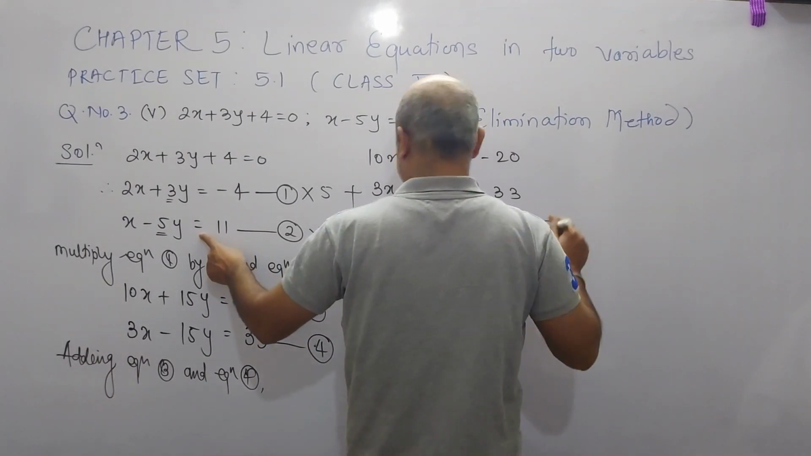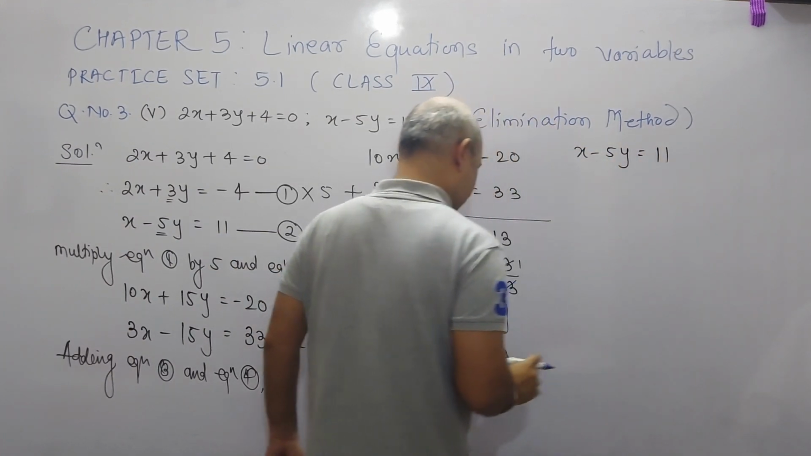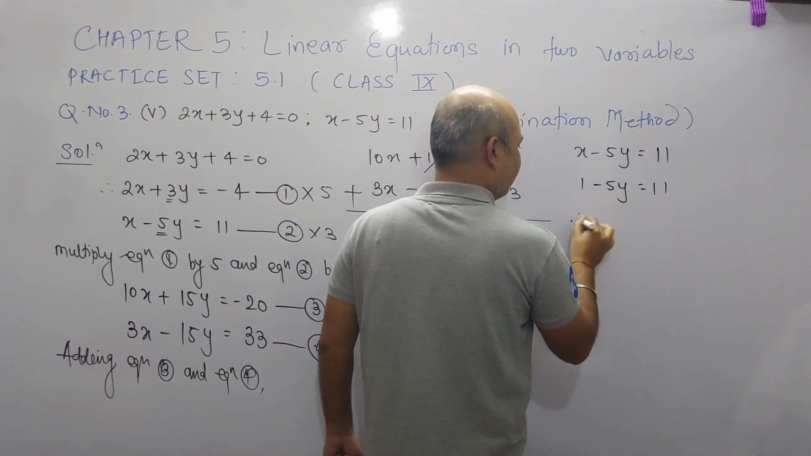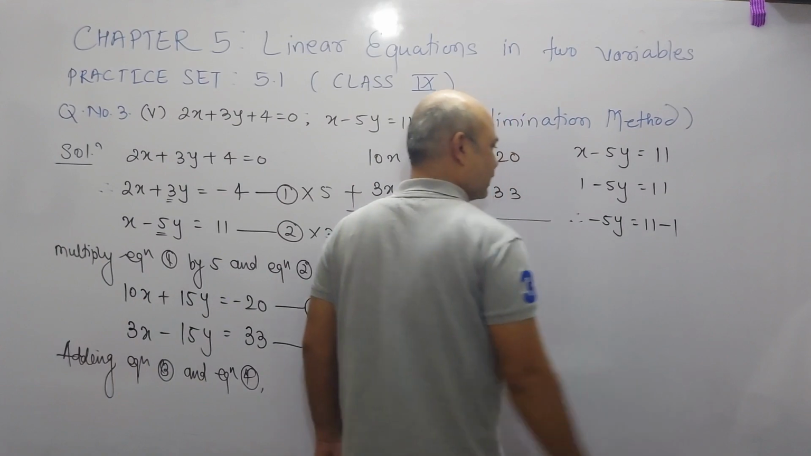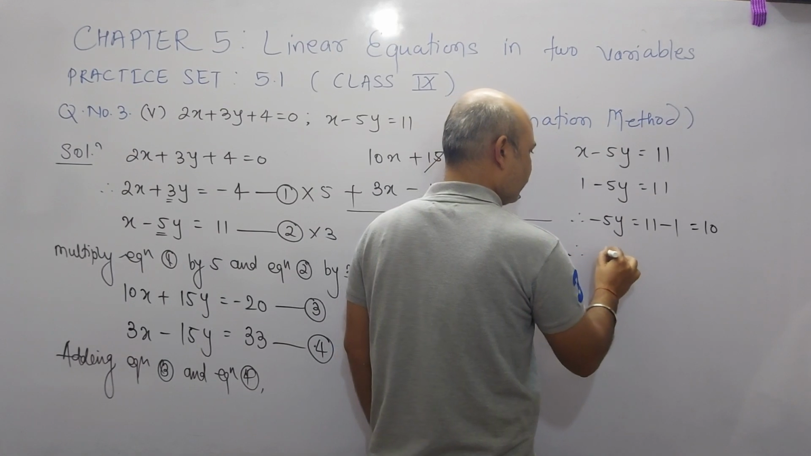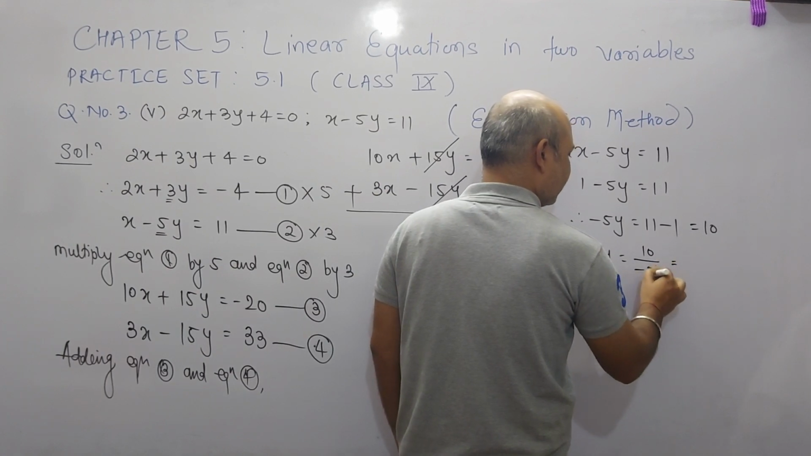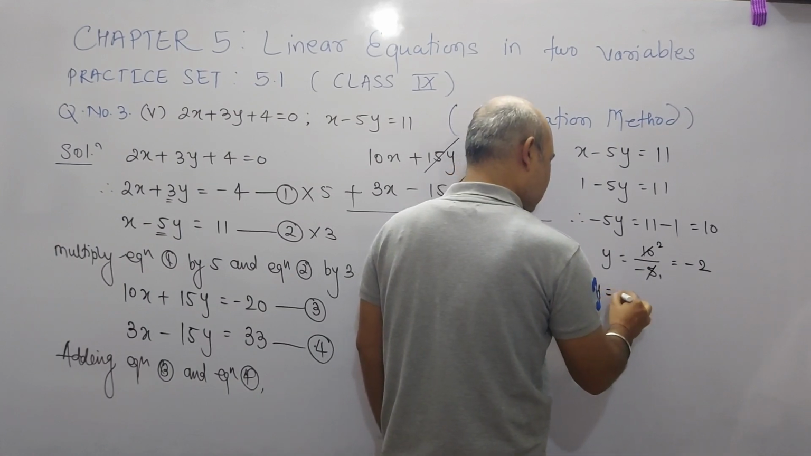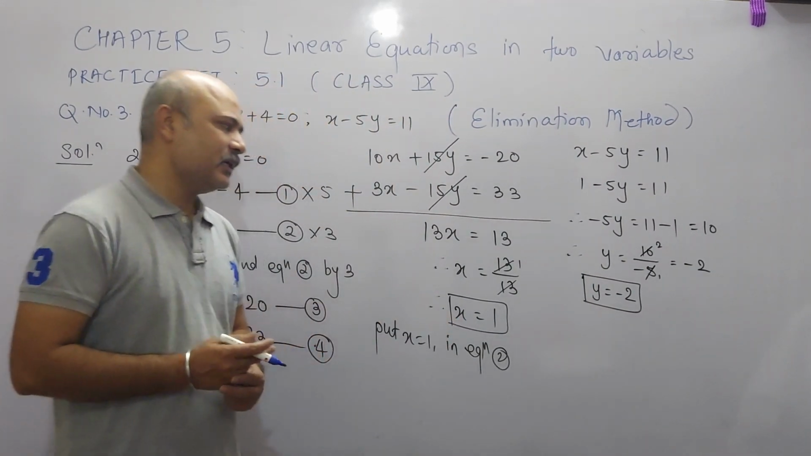What is equation 2? x minus 5y is equal to 11. What is x? x is 1. So 1 minus 5y is equal to 11. Therefore, minus 5y is equal to 11, transfer this plus 1 to the right hand side. This becomes minus 1. This is equal to what? 10. Therefore, y is equal to 10 divided by minus 5. 5 ones are 5, 5 twos are 10. So you get minus 2. So y is minus 2. So what is the value of x? x is 1 and y is minus 2.